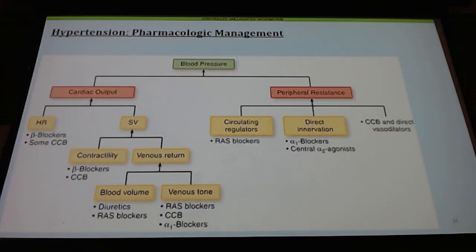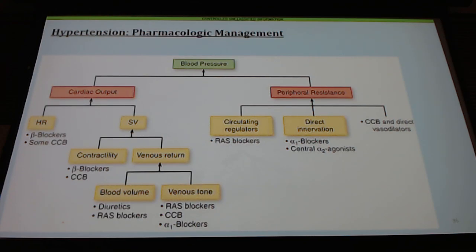So when we look at that chart that shows you how we get blood pressure, you can see that these medications in these different classes can affect and directly impact the different variables that lead to that blood pressure elevation.